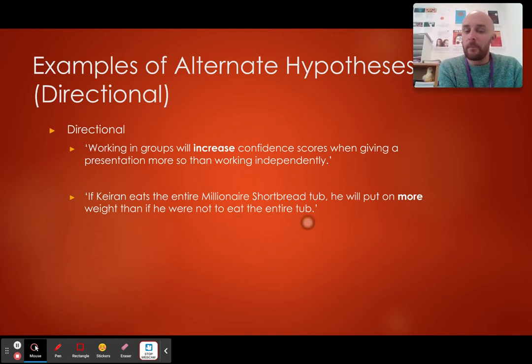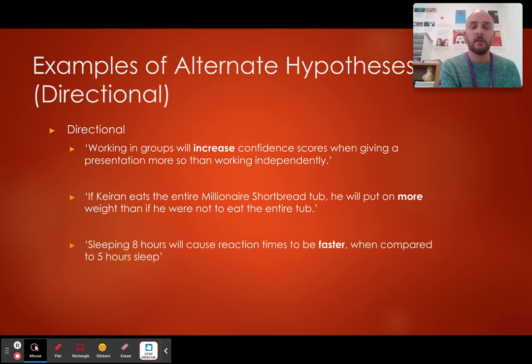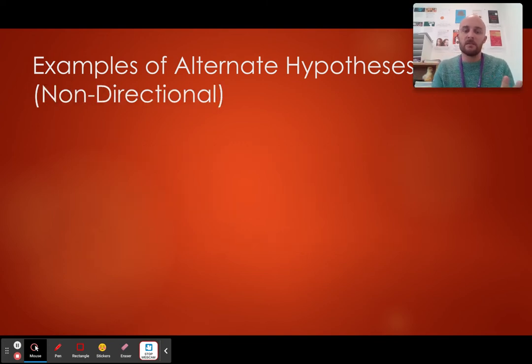But the thing you have to know about all hypotheses, and please note this down, a good hypothesis will have both IVs and the DV. One sentence has both the IVs and the DV. If you have a look here, you've got working in groups, that is one IV, but you've also got working independently, that is another IV, for example. Plus you've got the DV just there. If we look down here, sleeping 8 hours, IV number 1, will cause reaction times to be faster, that's the DV, when compared to 5 hours sleep, IV2. So you need to be able to actually note this.